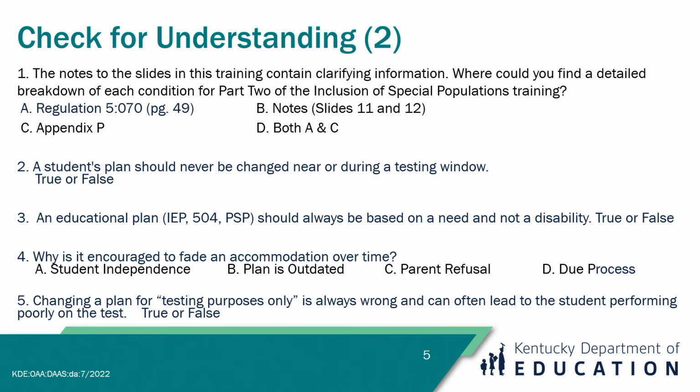Number 5, changing a plan for testing purposes only is always wrong and can often lead to the student performing poorly on the test. Is this true or false? The answer to this question is that it is true. It is always wrong to change a plan for testing purposes only.